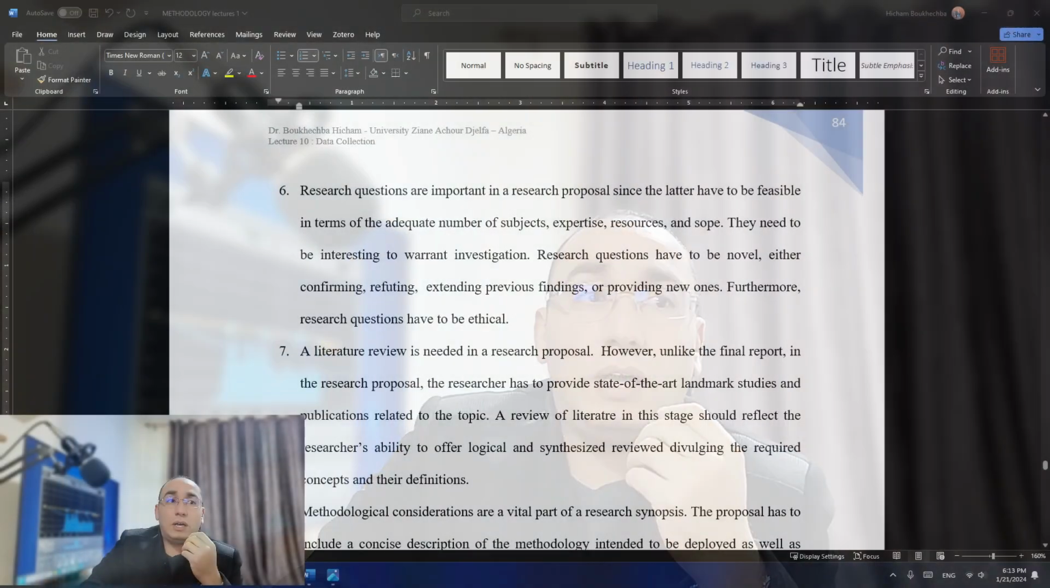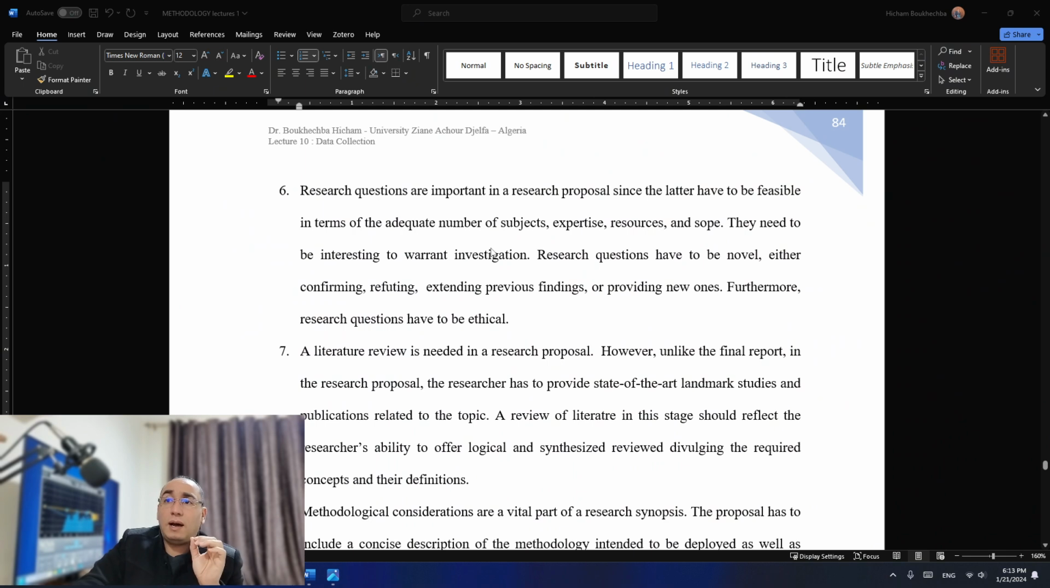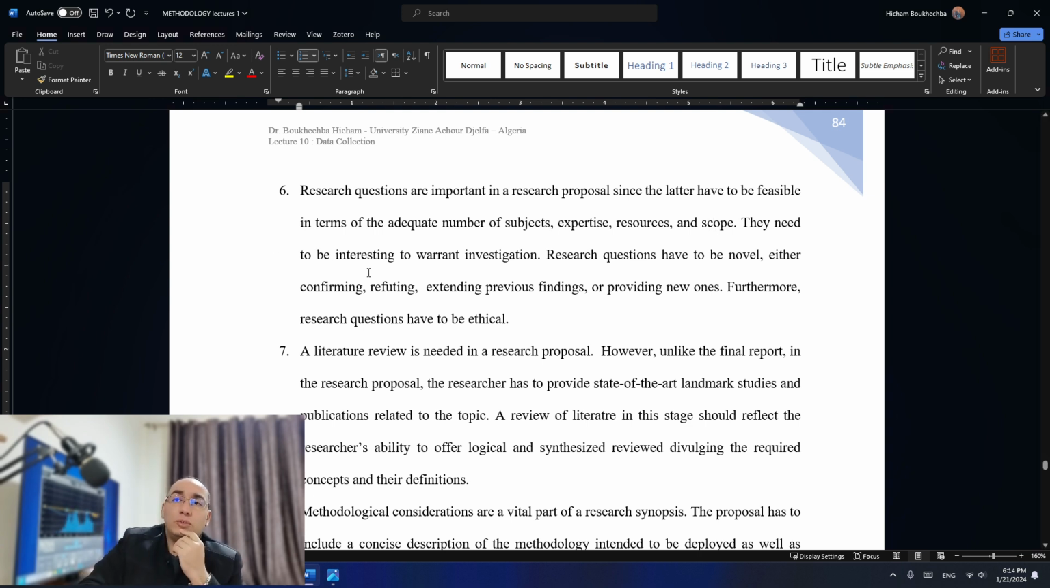Now we move to the next question, which is research questions. Research questions are important in a research proposal since the latter has to be, one, feasible in terms of adequate number of subjects, expertise, resources, and scope. They need to be interesting to warrant investigation. Research questions have to be novel, either confirming, refuting, extending previous findings, or providing new ones. Furthermore, research questions have to be ethical. These are the characteristics of a research question, something that has to provide something new.